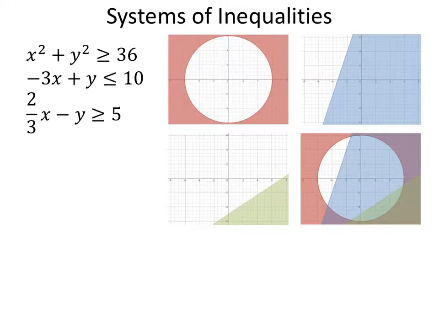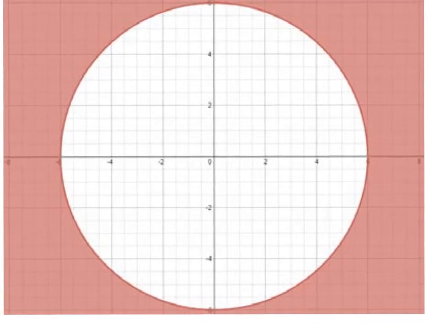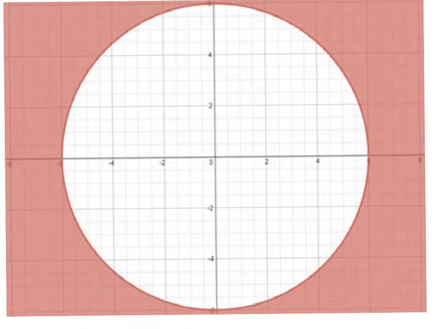So let's first look at this first system of inequalities. Our first one is x squared plus y squared is greater than 36. Now we can recognize that as a circle centered at the origin with a radius of 6. And when we zoom in on this graph, I've got them pre-graphed from Desmos, we can see it's centered at the origin, and we've got our circle.